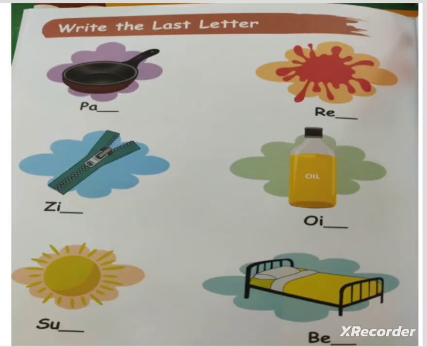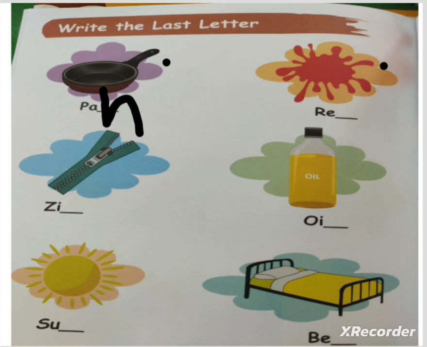The next worksheet is write the last letter. Okay. So here first picture is, what is this? Pan. What is this? This is pan. So its last letter is N. Okay. P-A-N. Pan.